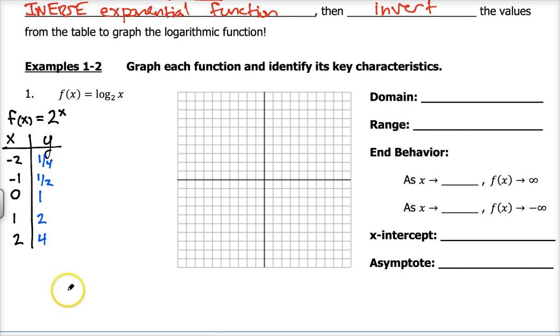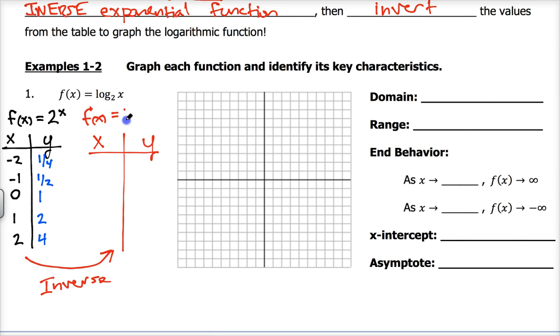So now, if I flip these x and y values, because that's what, again, it means to be an inverse function, is when x and y are switched, I'm going to get my table of values for my logarithmic function, f of x equals log base 2 of x.